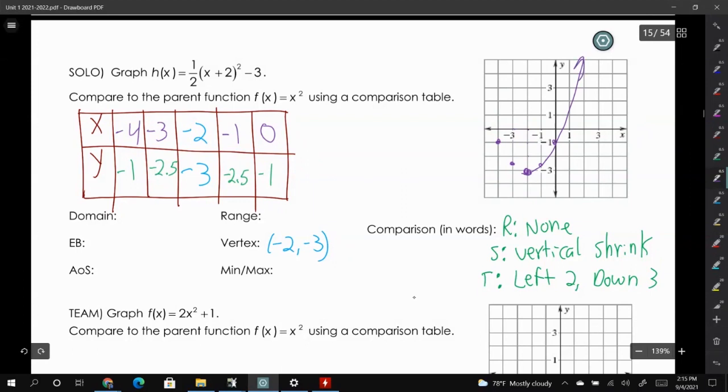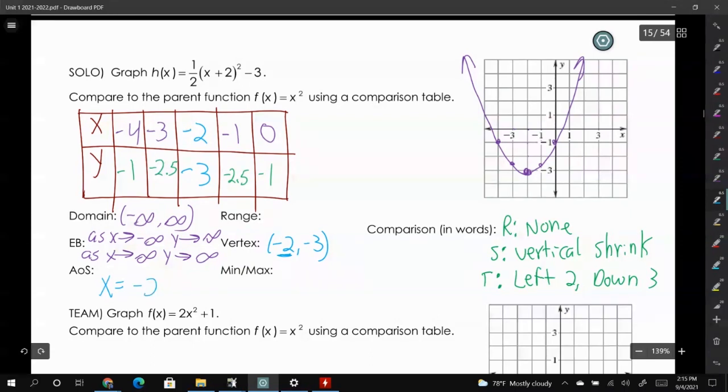So then my graph will look something like this. Domain, -infinity, infinity. And behavior, both ends are going up. So as x approaches -infinity, y approaches +infinity. And as x approaches +infinity, y is also approaching +infinity. Axis of symmetry, that is x equals the x coordinate of my vertex.